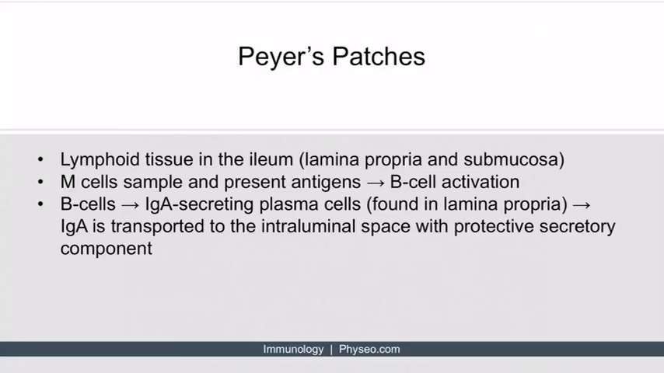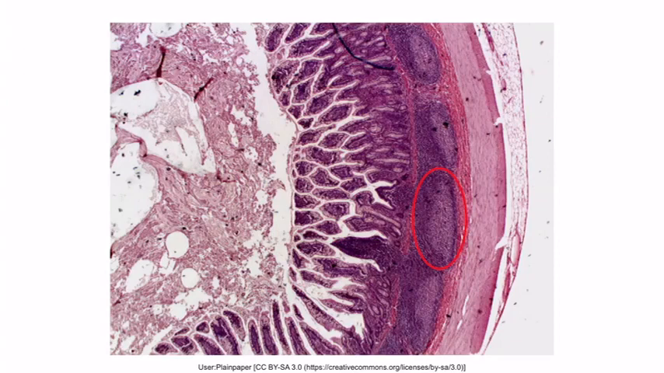These are collections of lymphoid tissue in the ileum of the gastrointestinal tract, specifically in the lamina propria and submucosa. Within these regions, there are M cells, which sample and present antigens to nearby immune cells, which results in B cell activation. From here, the B cells become IgA-secreting plasma cells, which can be found in the lamina propria. The IgA is transported to the intraluminal space with something known as protective secretory component, which is simply a polypeptide that wraps around IgA and helps protect it from cleavage. We'll discuss this idea in more detail when we discuss immunoglobulins. Here's an image of a Peyer's patch circled in red. Again, this should immediately clue you in on the fact that we're looking at the ileum.